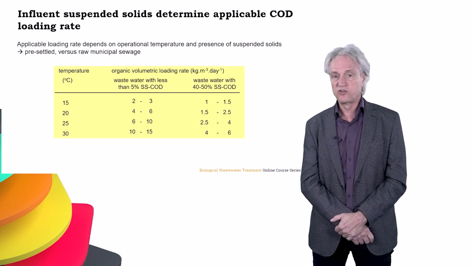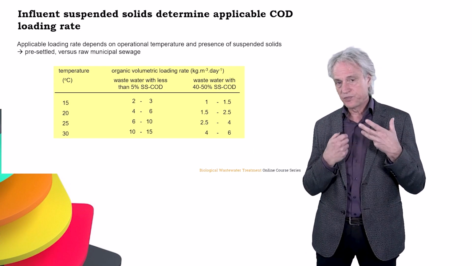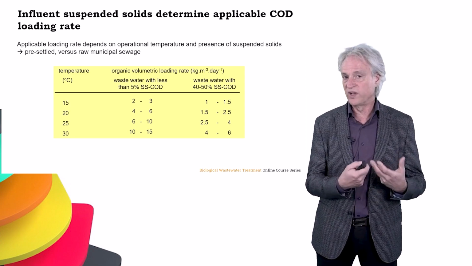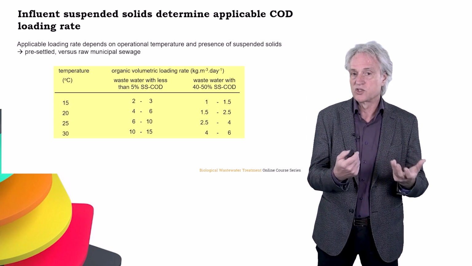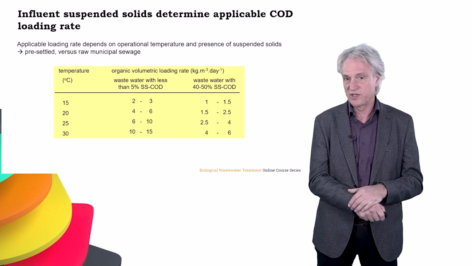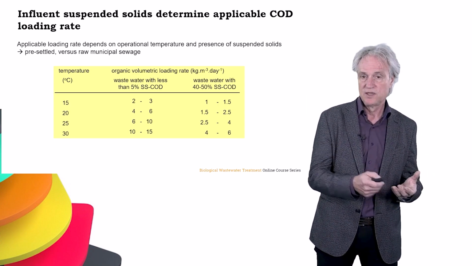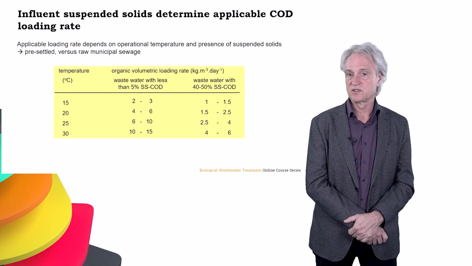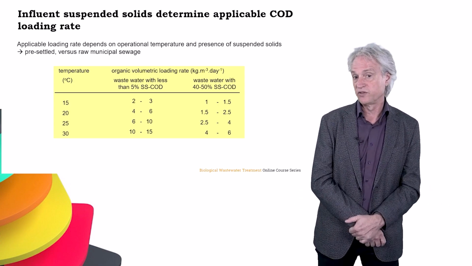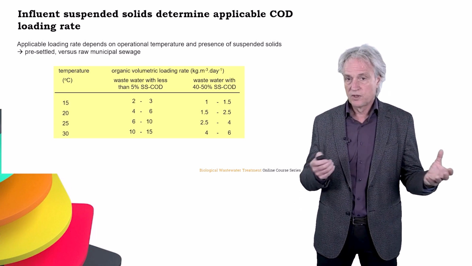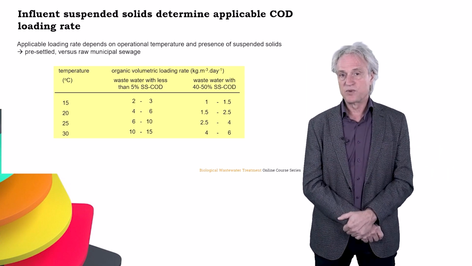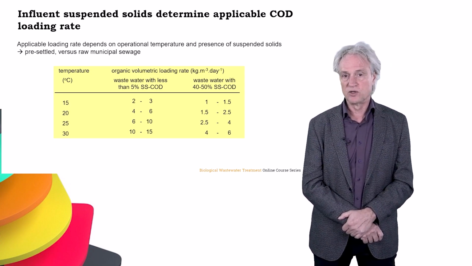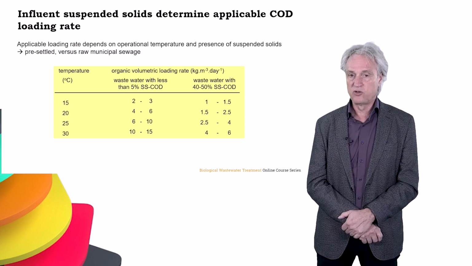Now, if you then look at sewage treatment, what you can see here is a table giving the temperature. In the middle column is a wastewater with a very low concentration of suspended solids, so only 5% of the COD is suspended solids. And in the third column, you see a wastewater with 40 to 50% of the COD as suspended solids. Now, the numbers are expressing the maximum organic volumetric loading rate in kilograms of COD per cubic meter reactor per day.